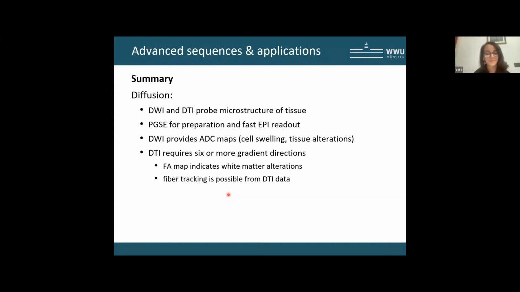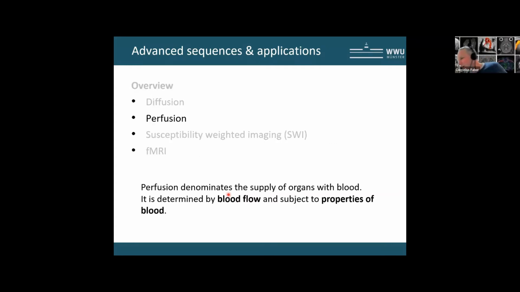Okay. Okay, any other questions? Then we move on. We're a bit behind the time, but the other parts are shorter, so diffusion was the longest. Let's talk about perfusion.